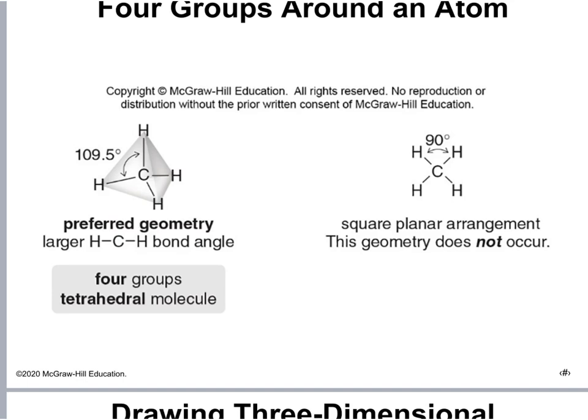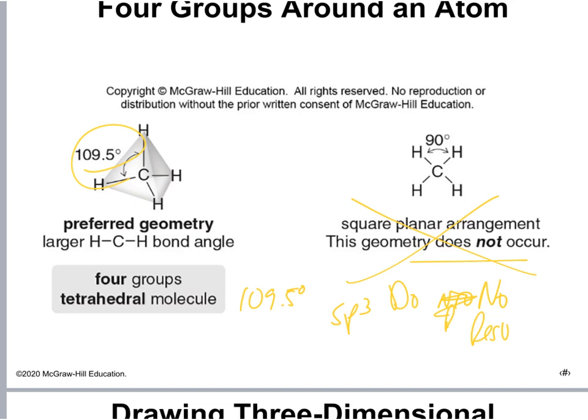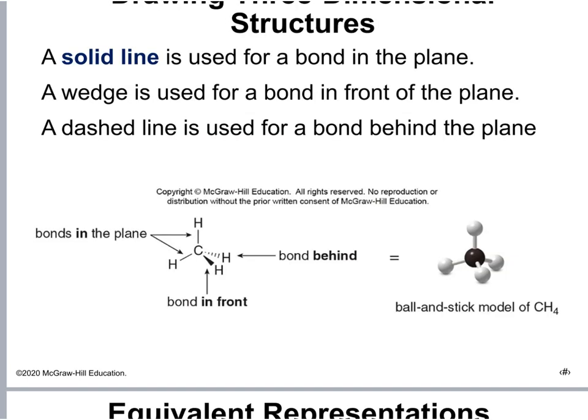Okay, and the 4 groups is tetrahedral. We don't have a square thing, so tetrahedral is 109.5 degrees. And these sp3 do not participate in resonance. So no resonance for sp3 elements. Sometimes that's important because you don't know where to go with your resonance structures.